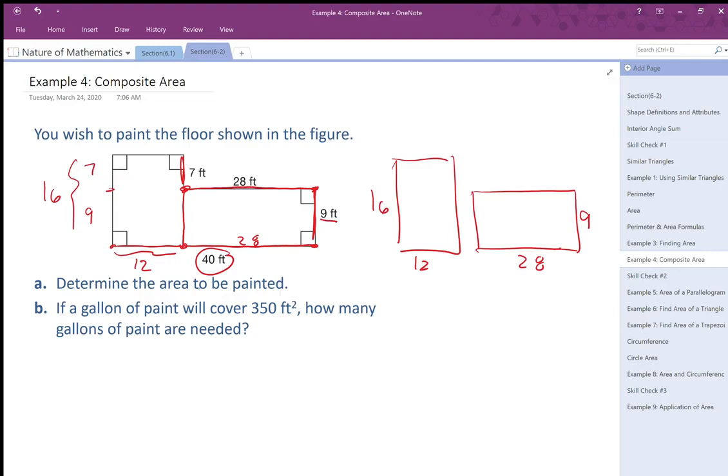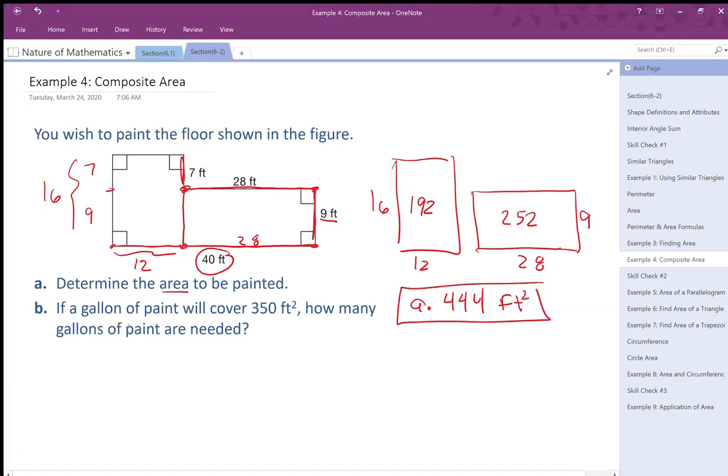Determine the area to be painted, so that means we're talking about area, 16 times 12 is 192, and 28 times 9 is 252. So part A is 444 square feet.